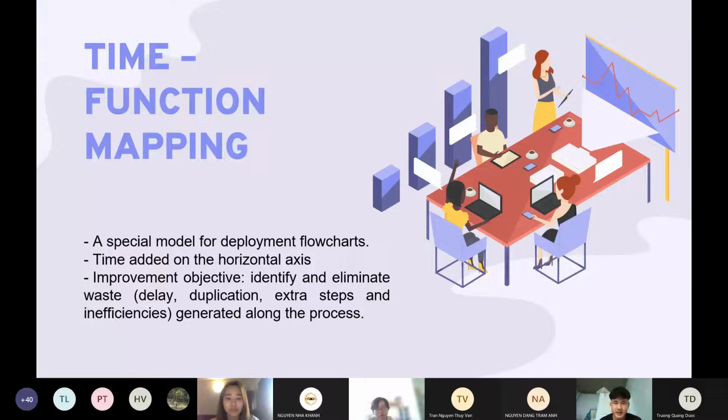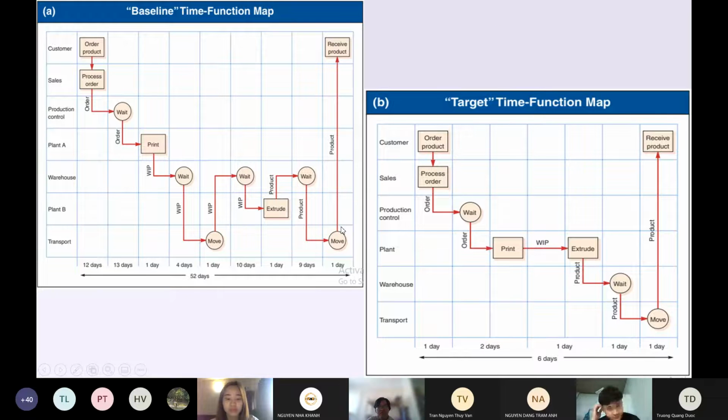The second tool for process analysis and design is time function mapping, or process mapping. In time function mapping, nodes indicate the activities and arrows indicate the flow direction, with time on the horizontal axis. This kind of analysis allows viewers to identify and eliminate waste such as extra steps, duplication, and delay.